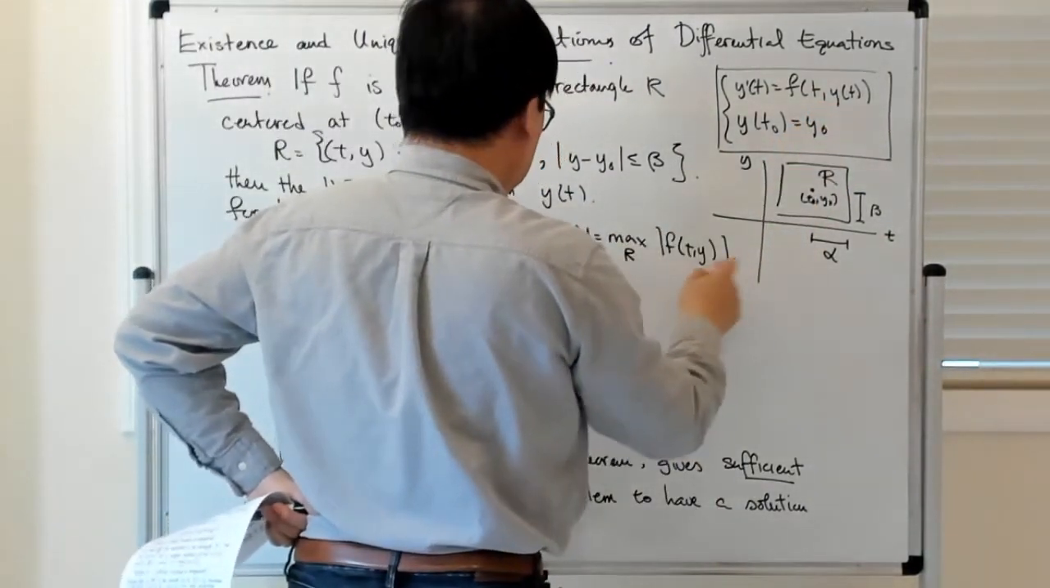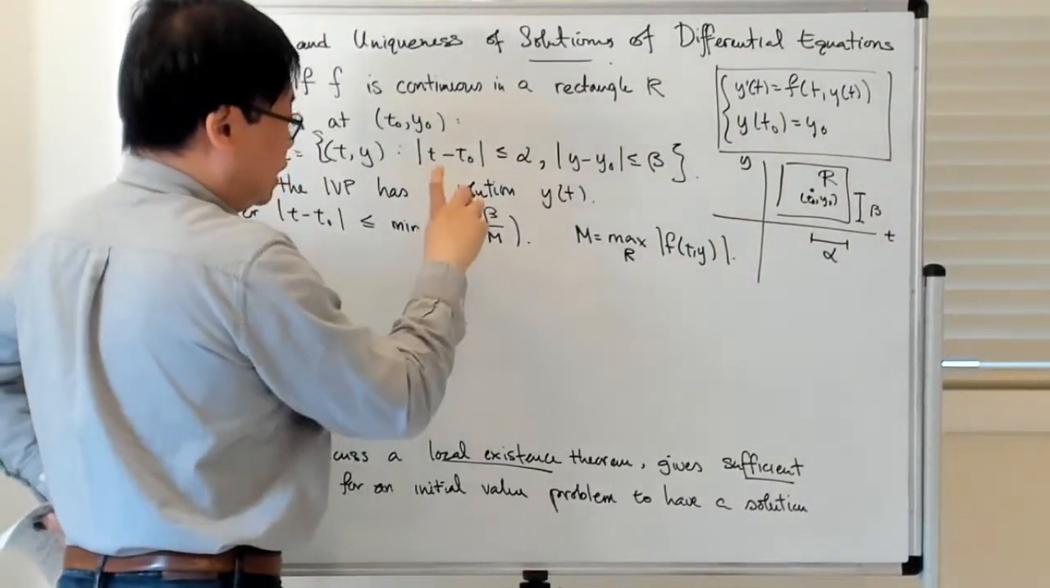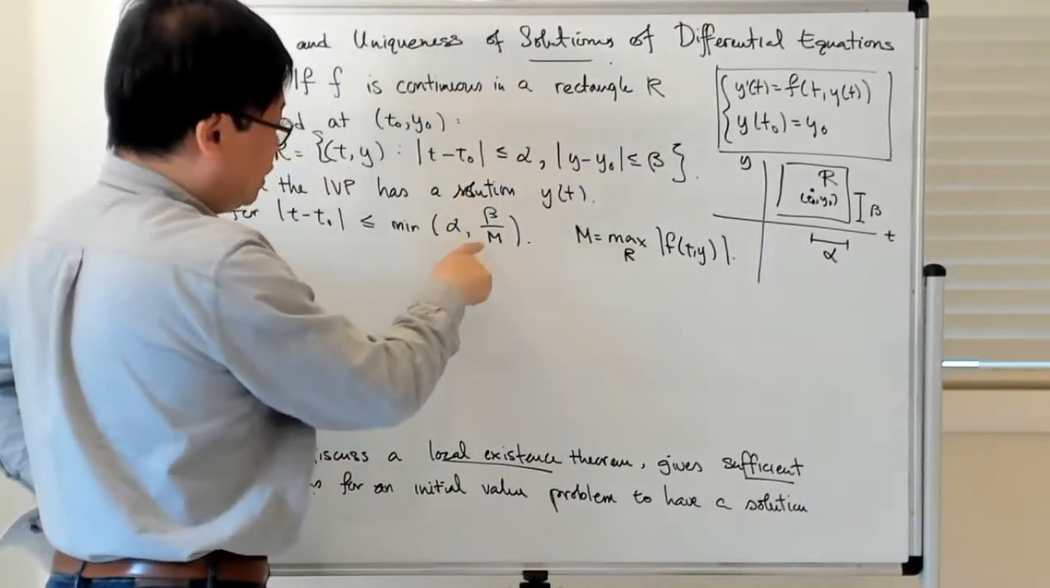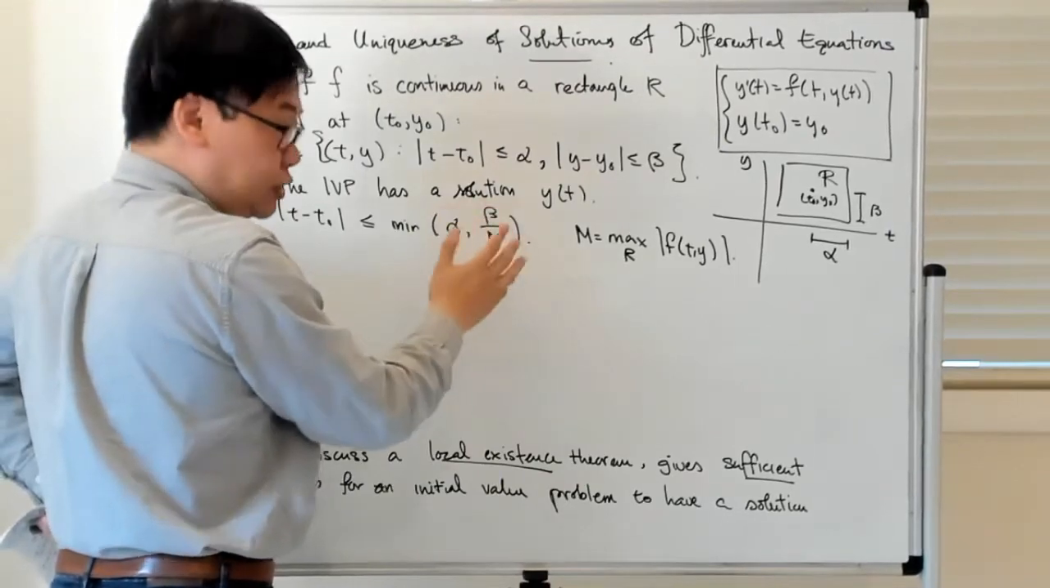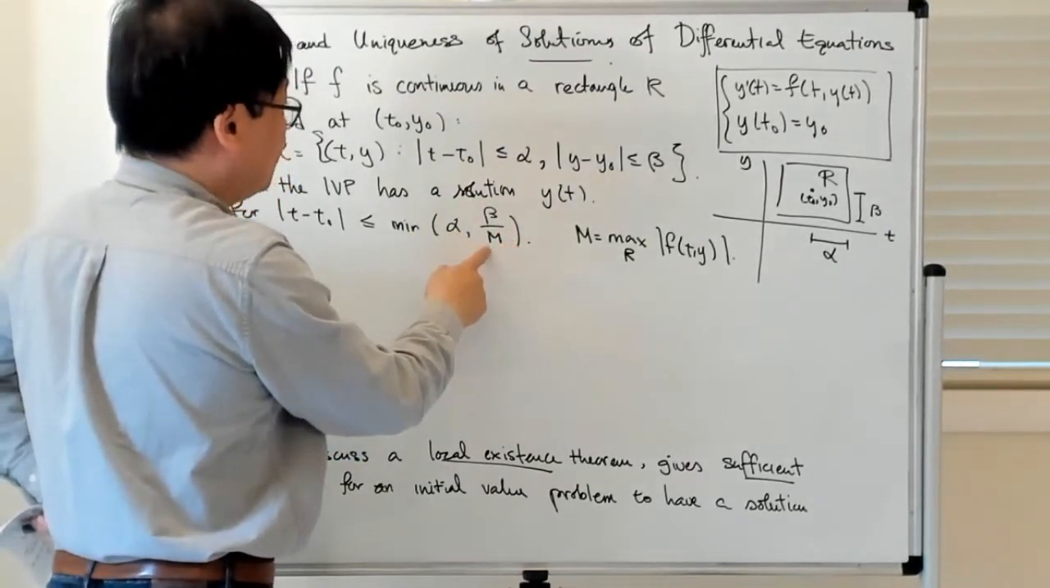So that's basically what this is. This is the distance in the y direction divided by the velocity, and that gives you a unit of time, basically, right?